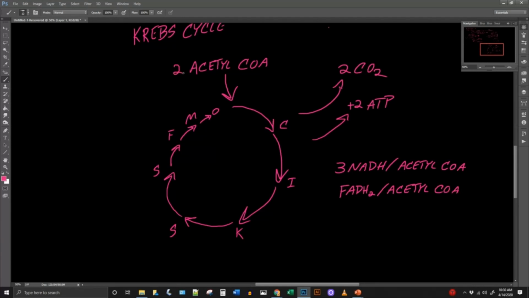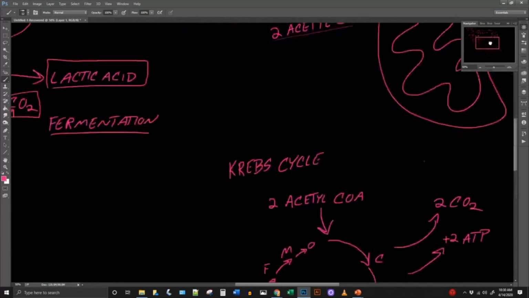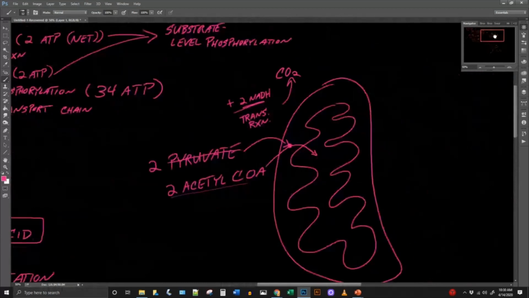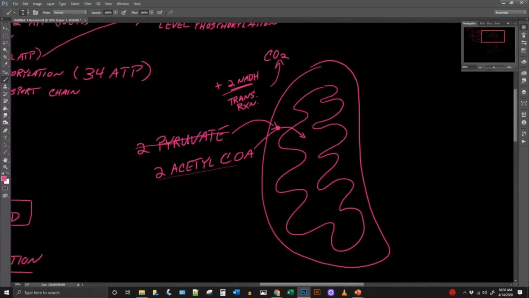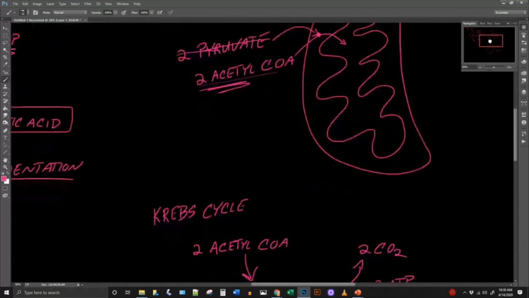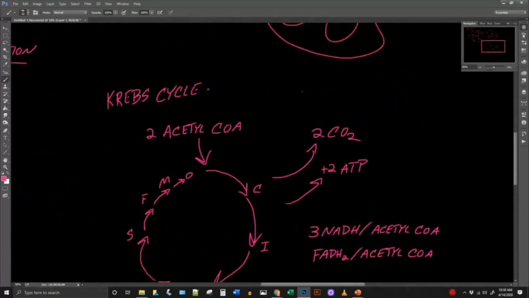Now, we started with 2 acetyl-CoA, right? Because if we go back to the transition reaction, we converted our 2 pyruvate to 2 acetyl-CoA. So now they have entered the Krebs cycle in the mitochondrial matrix.